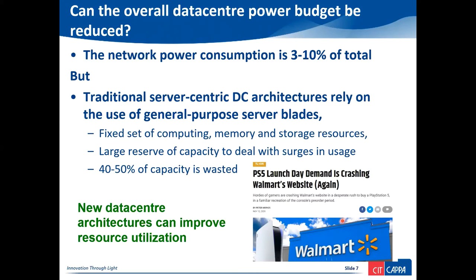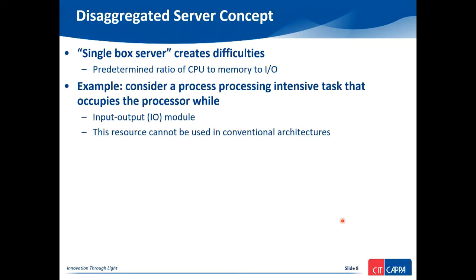So this is triggering new research into new architectures and designs. The problem to be overcome is what's known as the single box server, in which the server has a predetermined ratio of processing power to memory to IO, input output. For example, if you have a task that is processor intensive, your CPUs can be working at 100% capacity, but the input output could be just sitting there doing nothing. Equally, if you have a task where the bottleneck is input output, you won't be utilizing your CPUs properly. And this is an unavoidable problem with conventional architectures.